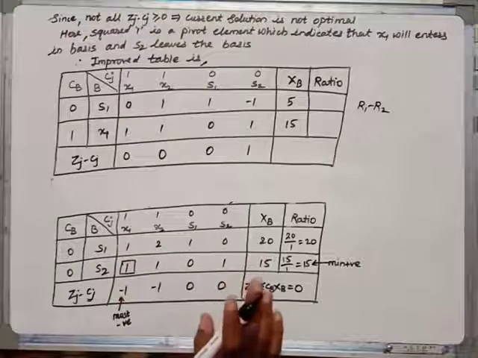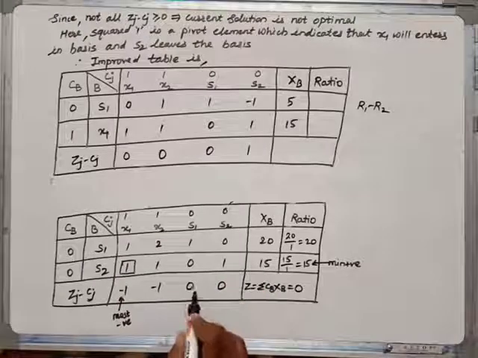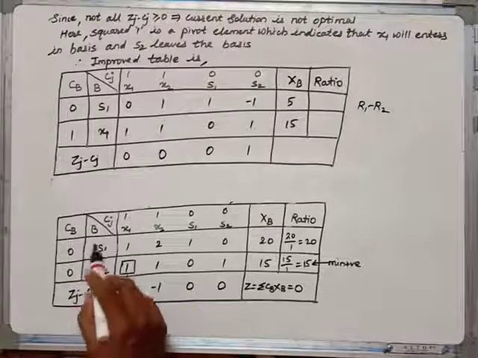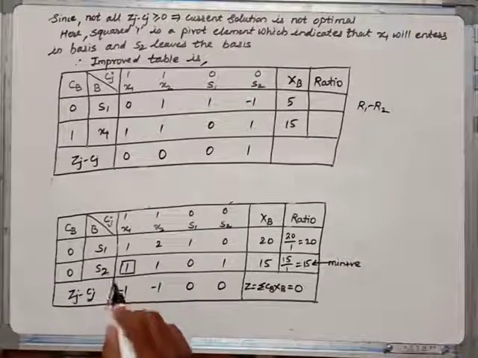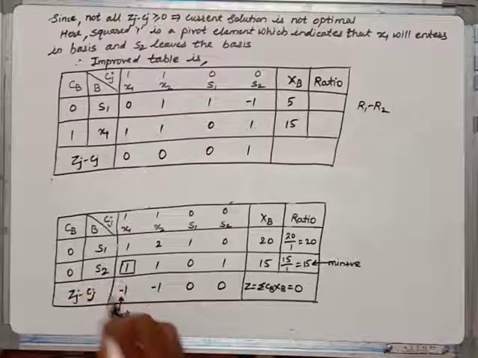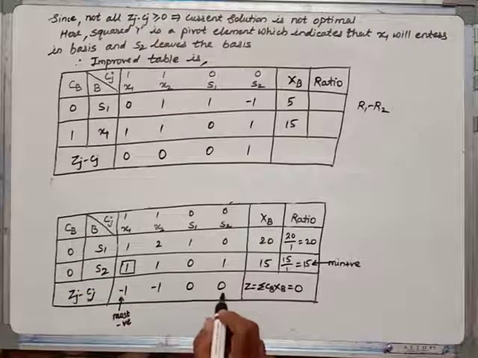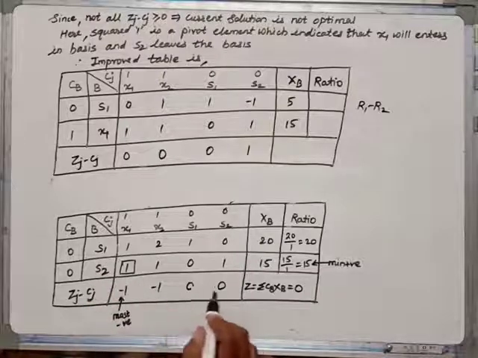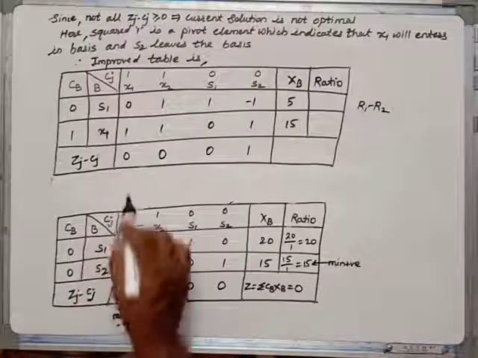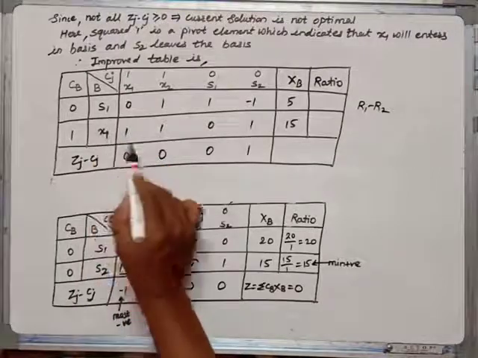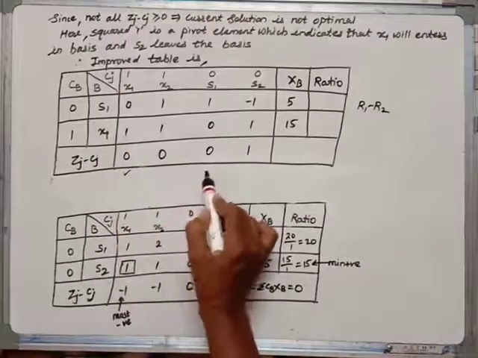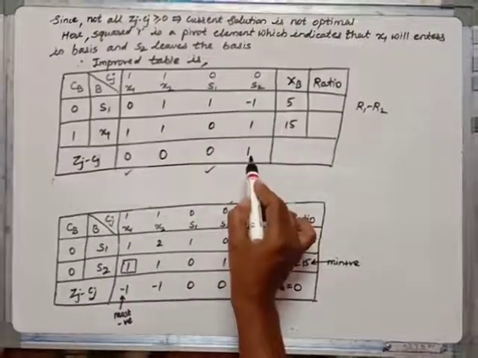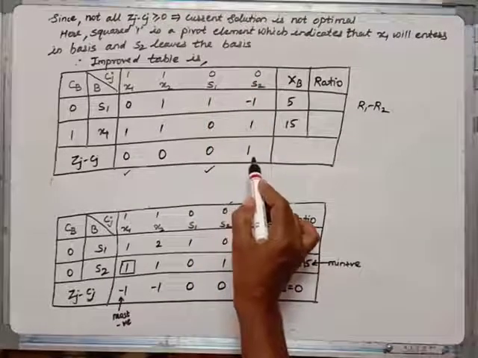Now remember one thing: here S1, S2 are the basis elements. So whenever the elements are in a basis, their Zj minus Cj are 0. Look here, the Zj minus Cj of S1, S2 are 0 as S1, S2 are in a basis. Now S1 is in a basis, X1 is in a basis, so their Zj minus Cj are 0. S2 is not in a basis. S2 has left the basis, so its Zj minus Cj is non-zero.